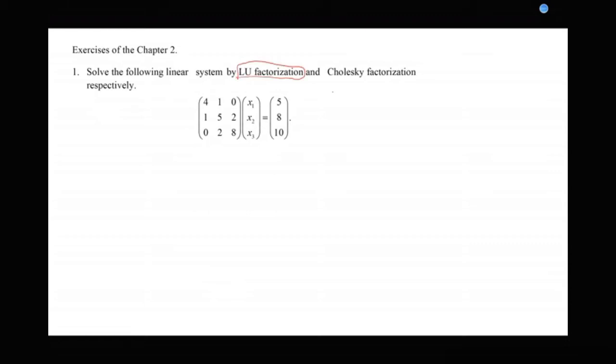Factorization and Cholesky factorization, respectively. So that means you need to solve this linear system by the two methods, okay? LU factorization and Cholesky factorization, respectively. Okay, now this system: 4, 1, 0; 1, 5, 2; 0, 2, 8, with 3 unknowns x1, x2, and x3, and a right-hand side 5, 8, 10.